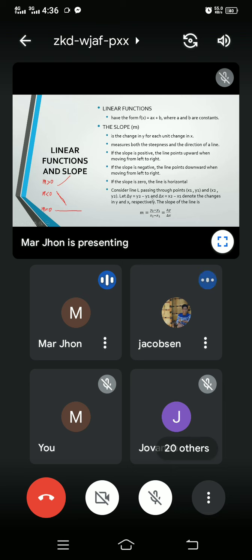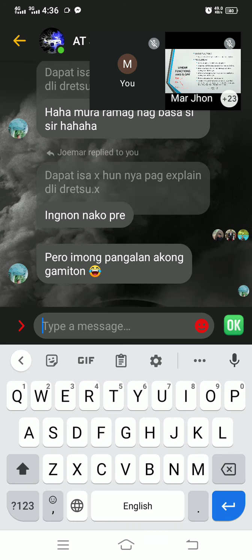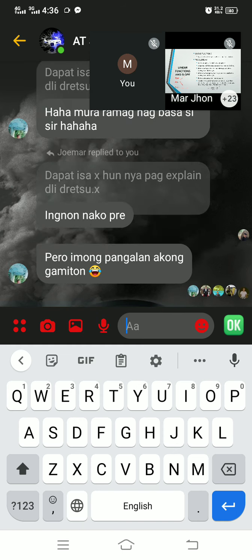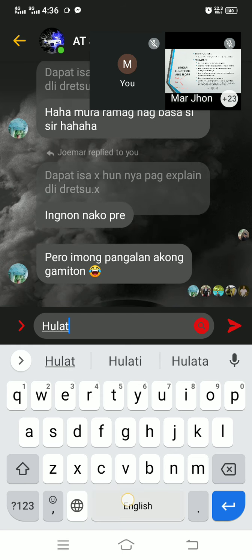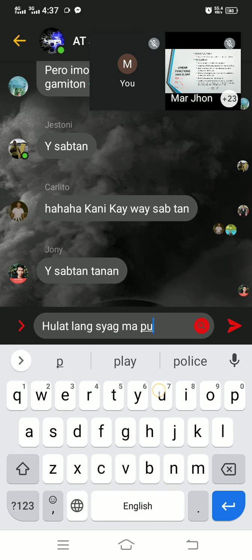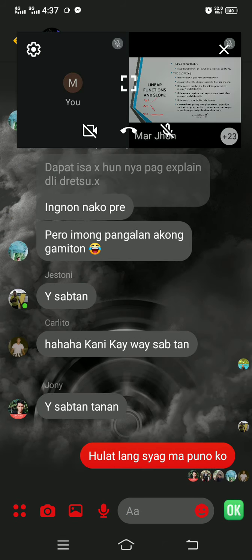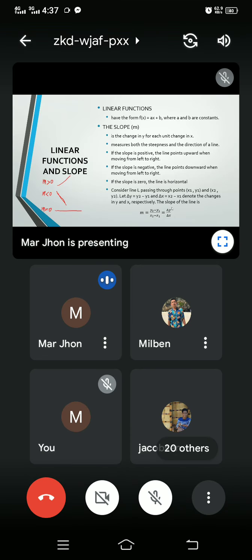Then consider the line passing through the points x sub 1, y sub 1, and x sub 2, y sub 2. Let change of y be equal to y sub 2 minus y sub 1, and change of x be equal to x sub 2 minus x sub 1. These denote the change in y and x respectively. So the slope of the line, m, is equal to y sub 2 minus y sub 1 divided by x sub 2 minus x sub 1, which is equal to delta y divided by delta x.